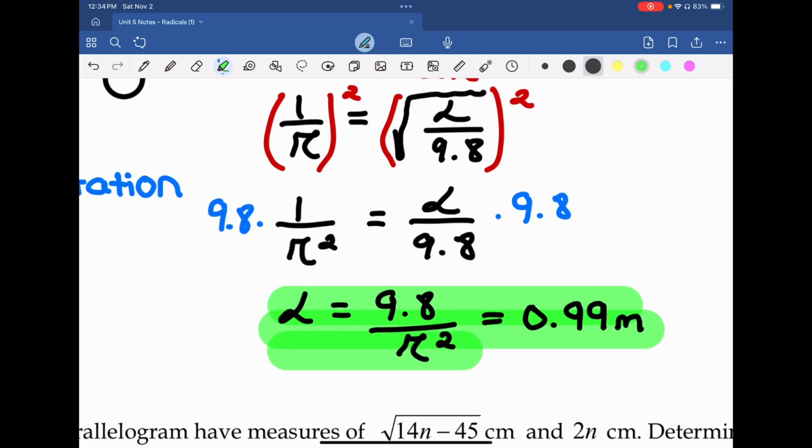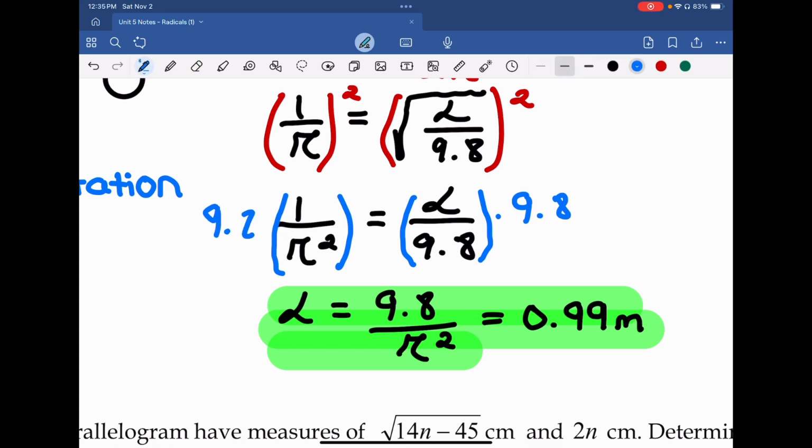Okay. Now, one thing I might just add to this is when we multiply by the 9.8, I might just put brackets around everything just to show that we're multiplying both sides by this 9.8. And then I'll just clean up this side here to make sure that's a little bit better.